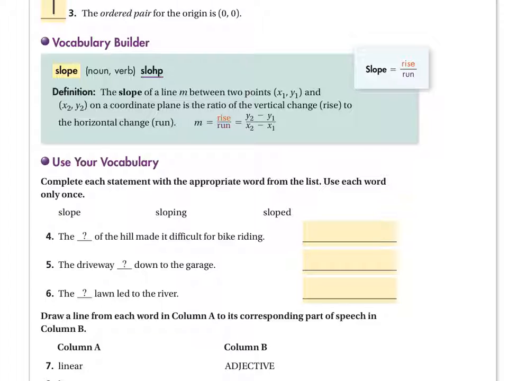Complete each statement with the appropriate word from the list. Use each word only once. So number 4, the blank of a hill made it difficult for bike riding. So that would be slope. Number 5, the driveway sloped down to the garage. And number 6, the sloping lawn led to the river.